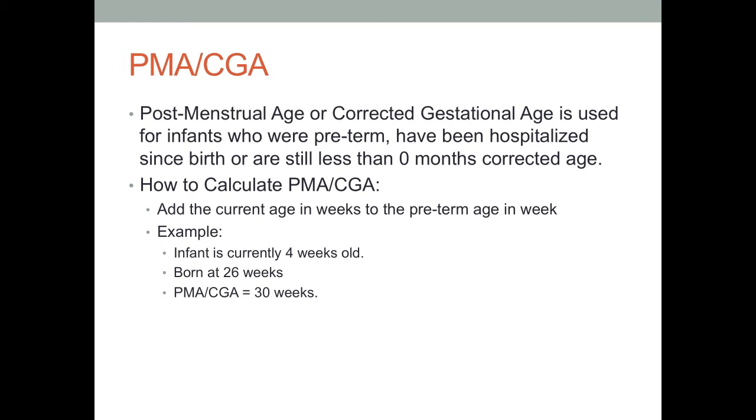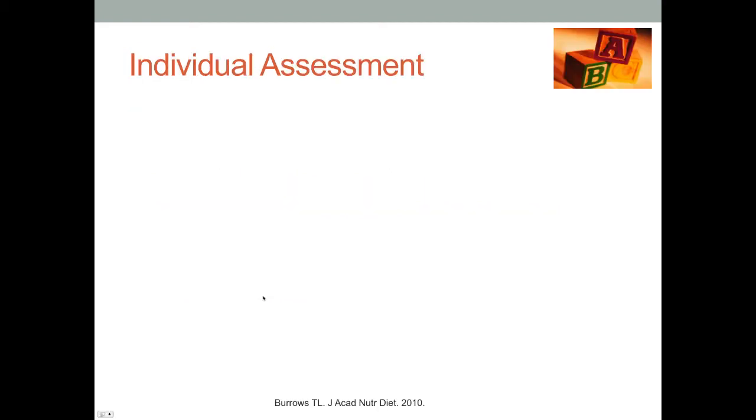And so you use the specialty Fenton growth chart to plot them, and you would need to correct their gestational age in weeks. To do that, you basically add the current age in weeks to the preterm age that they were born in weeks. So for example, if the infant's currently 4 weeks old and they were born at 26 weeks, well then their postmenstrual age or corrected gestational age is 30 weeks.